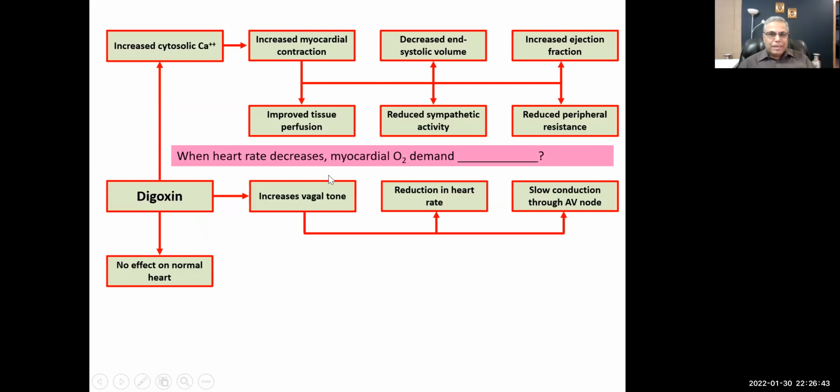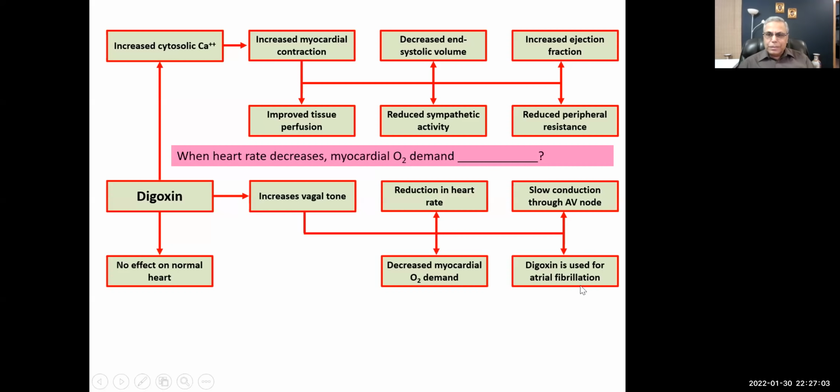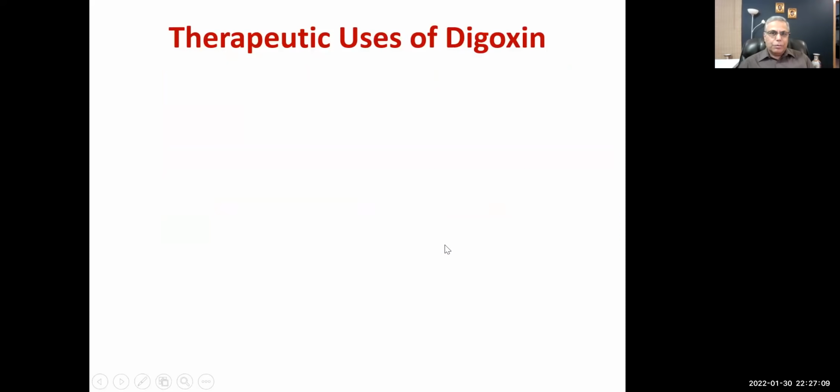When the heart rate decreases, will myocardial oxygen demand decrease or increase? This is pretty much straightforward. When the heart rate decreases, obviously the oxygen demand also decreases, right? So that is the correct answer. And digoxin is used for atrial fibrillation because it decreases the conduction through the AV node, all right?